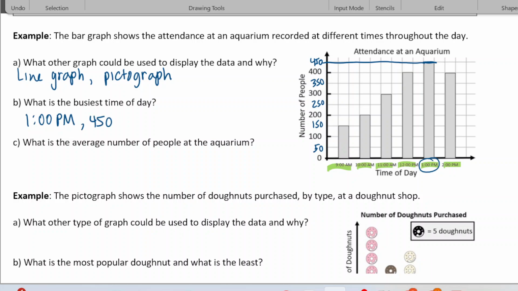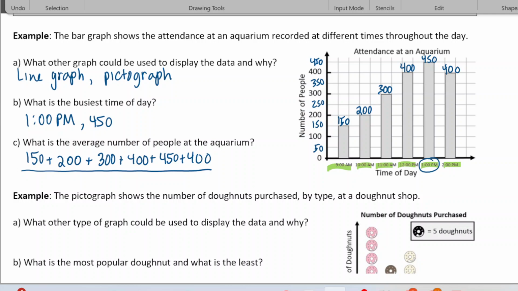What is the average number of people at the aquarium? Okay, so let's look at each data point, and this is a good connection to the last unit where we learned to calculate averages. So at 9 a.m. 150, then I had 200, and here 300, 400, 450, and then back to 400. So I'm going to add up all those numbers and then divide by the total number of data points, which is 6. So I'm going to go 150 plus 200 plus 300 plus 400 plus 450 plus 400.